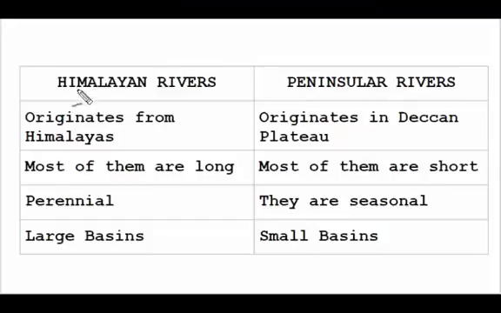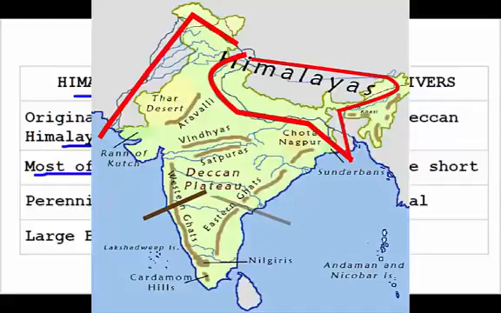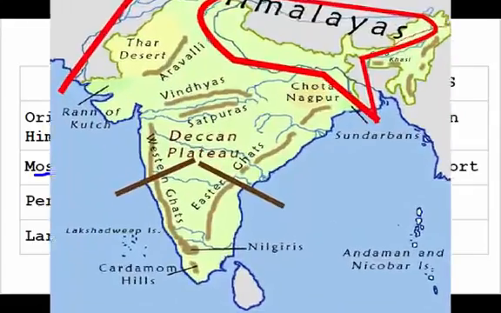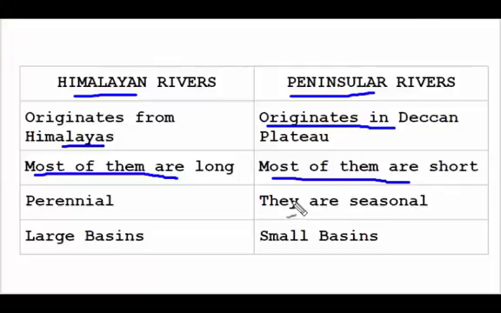So let's look at the difference between the Himalayan rivers and the peninsular rivers. So the Himalayan rivers originate from Himalaya, and we know the reason behind it because of the melting of the ice and glacier which is found in Himalaya. And then this one originates from Deccan Plateau, and Deccan Plateau lies below the northern plains. Then most of the Himalayan rivers are long. The reason it is long because if you look at the map, you can see the distance that needs to be covered from Himalaya to the Arabian Sea and Bay of Bengal is much longer. Therefore, the rivers are long, and in this case they are short because if you see the distance from the Peninsula Plateau to the Arabian Sea and Bay of Bengal, the distance is comparatively short.